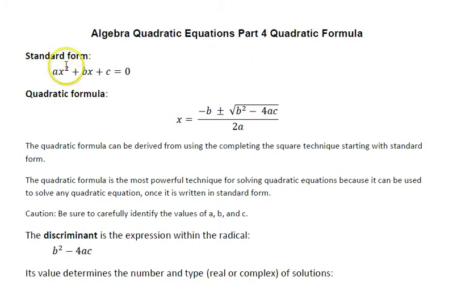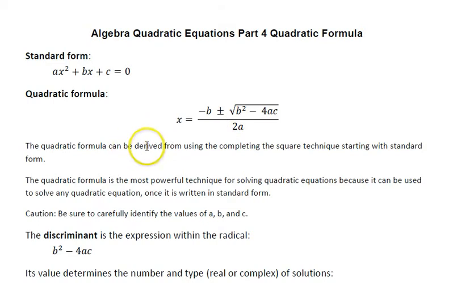The quadratic formula is used when your quadratic is in standard form, so you have to get it in standard form first: ax squared plus bx plus c equals 0. The formula is x equals negative b plus or minus the square root of b squared minus 4ac, all over 2a. Notice that this entire top is all over the 2a. The 2a is not just under the minus b.